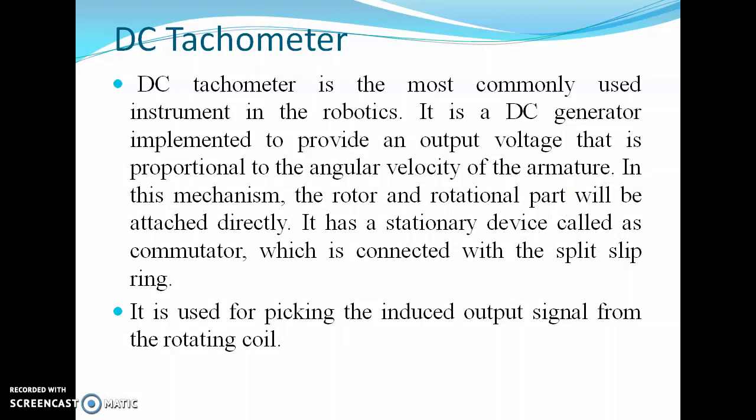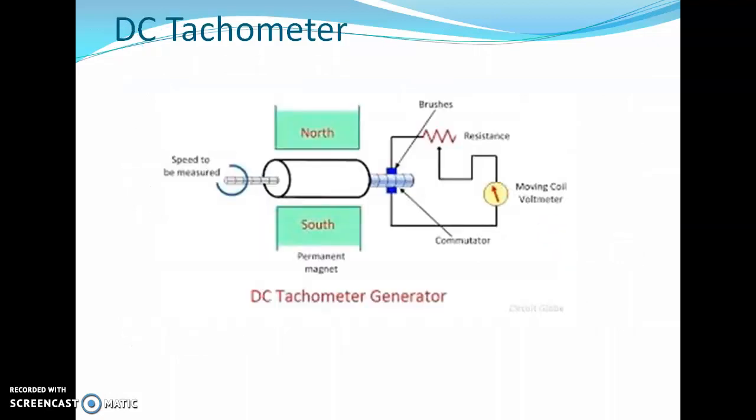Now the next type is DC tachometer. So here you can see magnets, permanent magnets, south and north pole. There is a rotor, then speed to be measured here. Okay, so these are the brushes and this part is called the commutator, right? What is a commutator we are going to see. So this is the construction of DC tachometer.